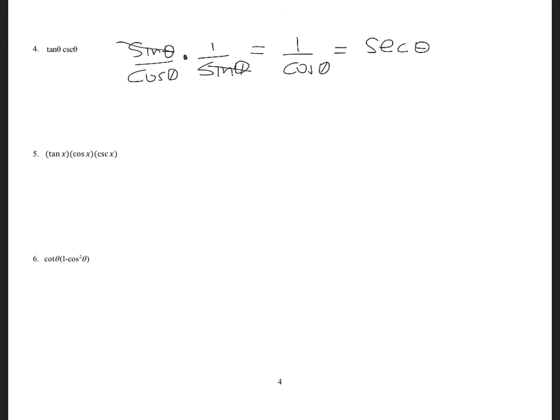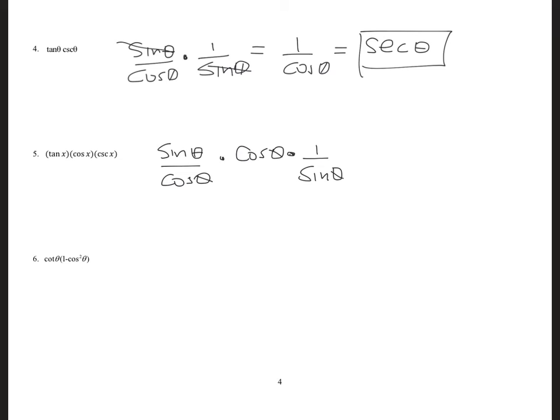Okay, we got the next one. We're given tan of theta, which is equal to sine theta over cosine of theta. And we are multiplying that by cosecant of theta, which is the same as 1 over sine of theta. And this divides out, so we get 1 over cosine of theta, which is the same as secant of theta. Okay, the next one, tan is the same as sine of theta over cosine of theta. We're going to multiply that by cosine of theta, and then we multiply by cosecant of theta, which is the same as 1 over sine of theta. And when we simplify that, that cancels out, so we are left with 1.